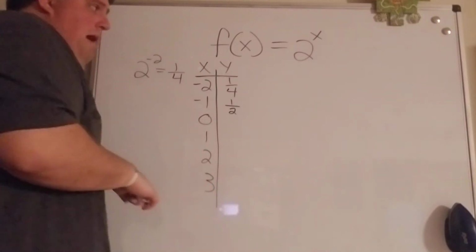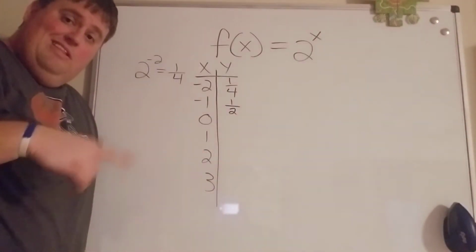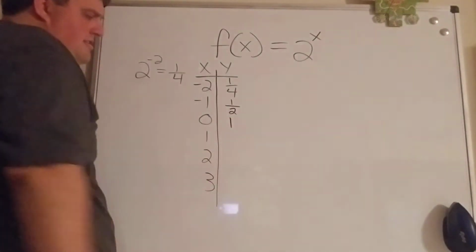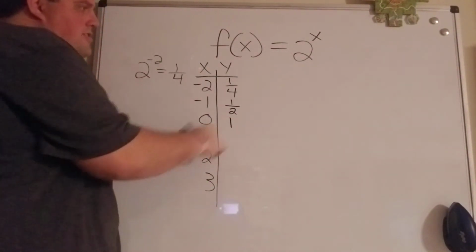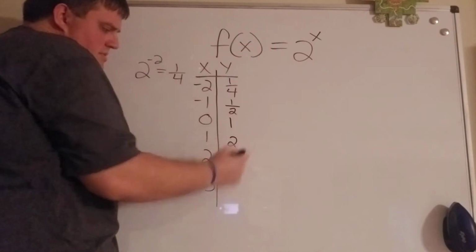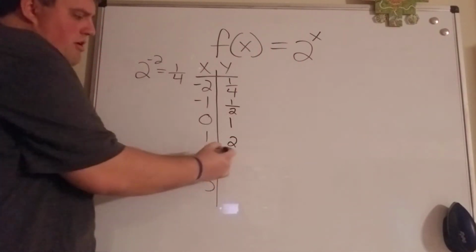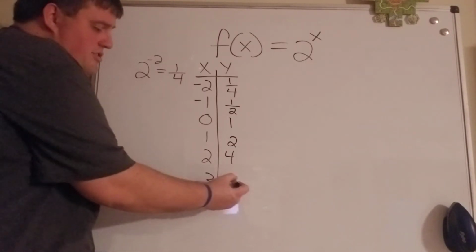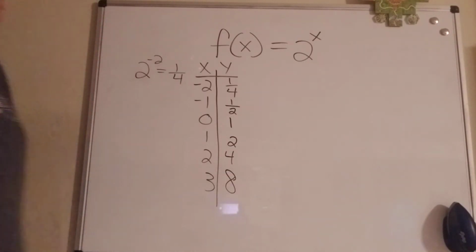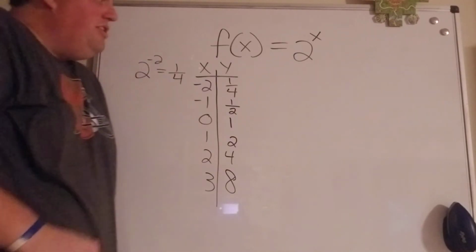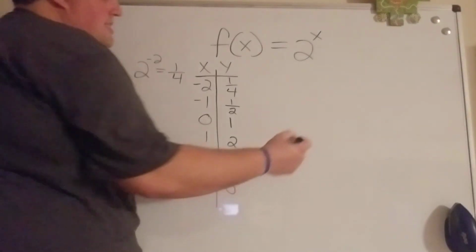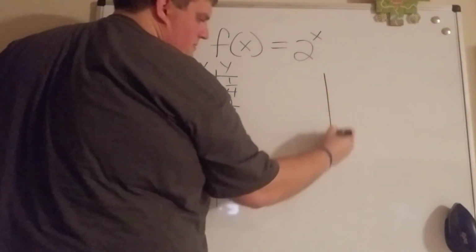If I go to the 0 power, we talked about this last week too. Anything to the 0 power is always going to equal 1. So that is going to be 0, 1. 2 to the 1st power is just 2. 2 to the 2nd power, 2 times 2 is 4. And 2 times 2 times 2 is going to get you 8. So this is a table of values on what this parent function is going to look like. But let's look at the graph, because I think that's going to tell us some information too.